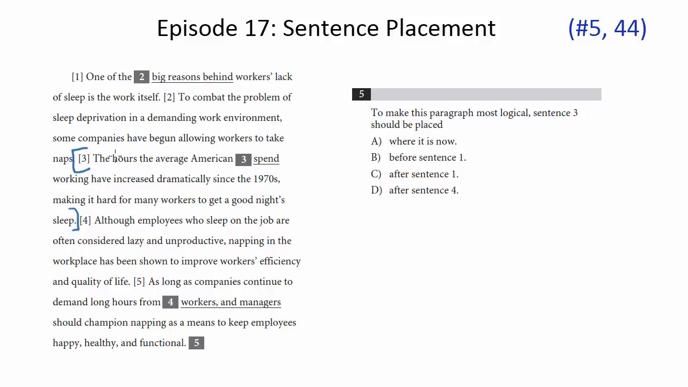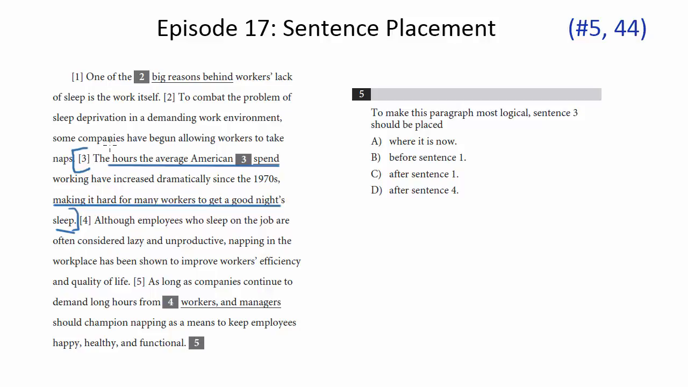So this sentence talks about two things: the hours workers spend working, and the fact that many workers are not getting much sleep. So what would be the best connection? Where would be the best place to put this? The first part of the sentence talks about working conditions. The second part talks about getting a good night's sleep, and that's a problem. So where would we put that?